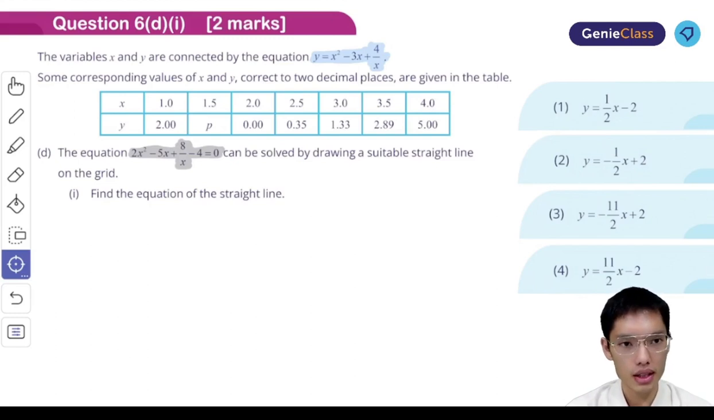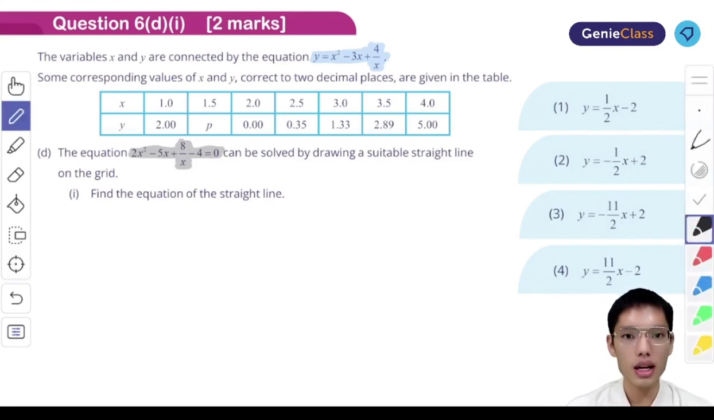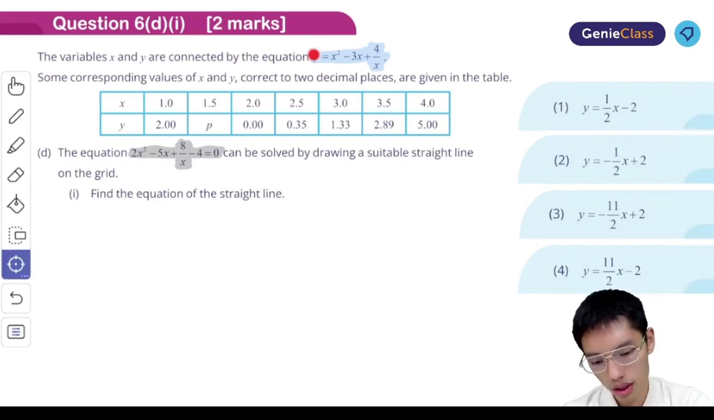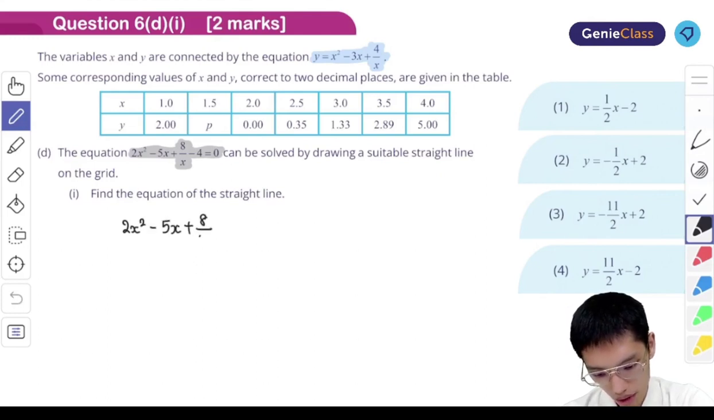Most of the answers are deviating towards your algebraic manipulation, so just be careful. So how do we solve this question? For such a question, we definitely want to see how we can link this equation to this equation down here. So let's write it down first: 2x squared minus 5x plus 8 over 4x minus 4 equals 0.